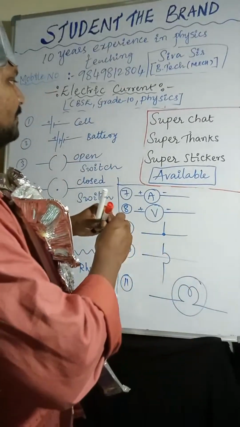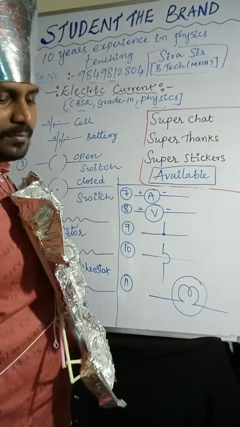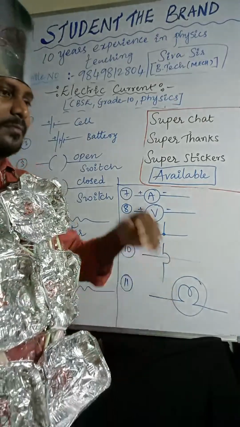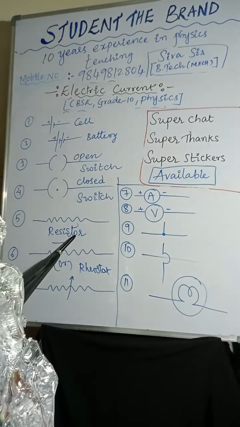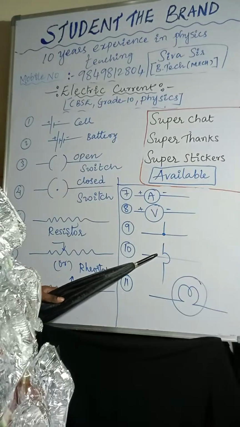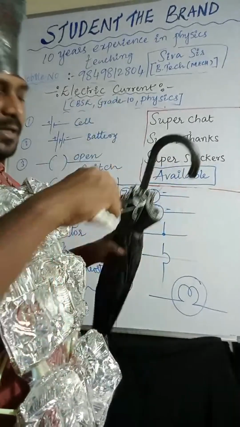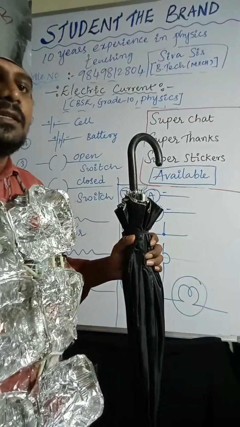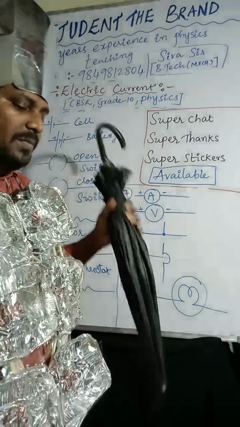So once again: cell, battery, open switch, closed switch, resistor, rheostat, ammeter, voltmeter, wire joining, wire crossing, bulb. These are the electrical appliances.